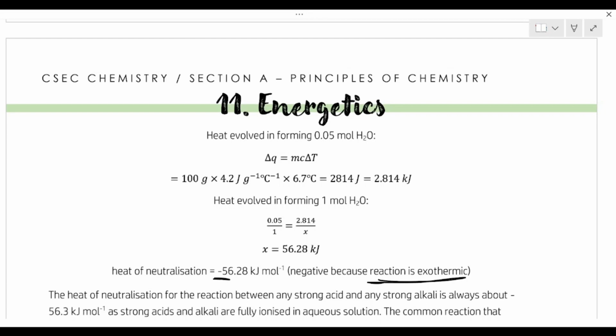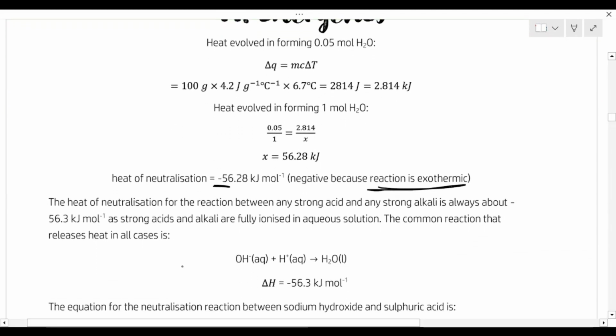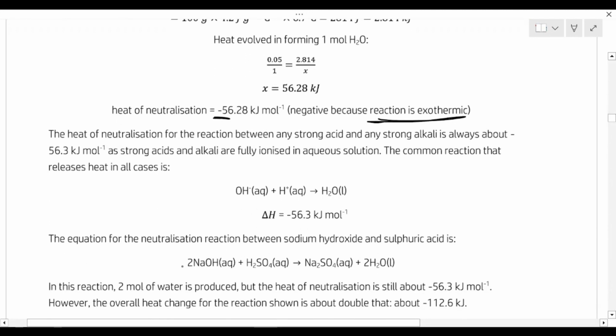Now, if you do a heat of neutralization reaction between a strong acid and a strong alkali, it's always going to be around that value, around 56 or so. That's because strong acids and strong alkalis are fully ionized in aqueous solution. The common reaction is going to be the hydroxide reacting with the hydrogen ion, forming water. That reaction has an enthalpy change of negative 56.3 kilojoules per mole.